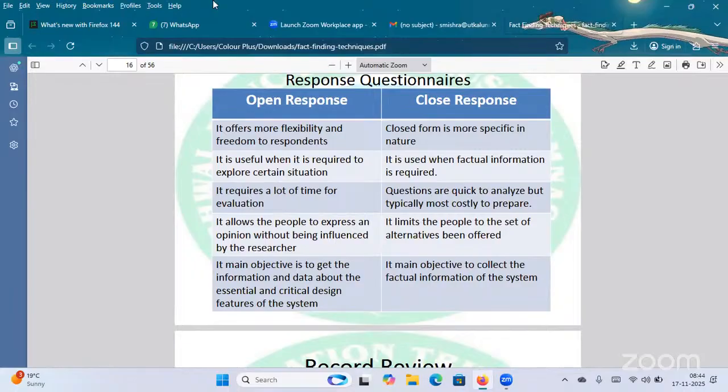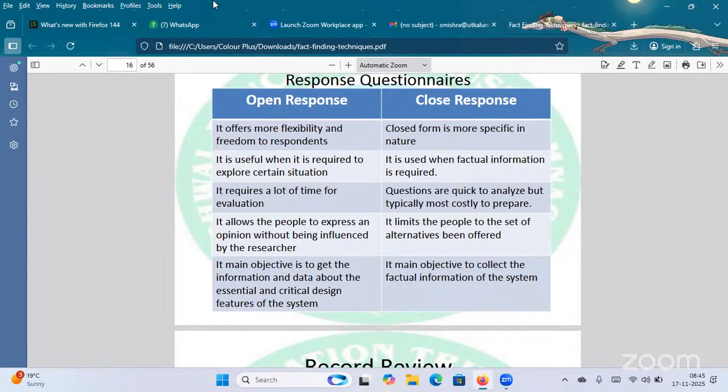As the name suggests, you find open response is nothing but a subjective one, where you get suggestions and the feelings of the employees or the stakeholders, of which we provide them questions, or the system analyst provides them a questionnaire, and they will answer the questions according to them. But in case of closed response, you find a specific set of answers are there. Within there, a most appropriate answer is there. So that's why the respondent will choose the most appropriate, and it is easier to evaluate the closed response questionnaire.